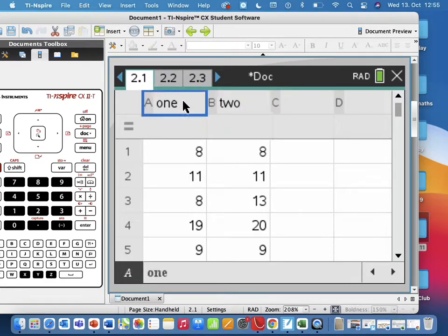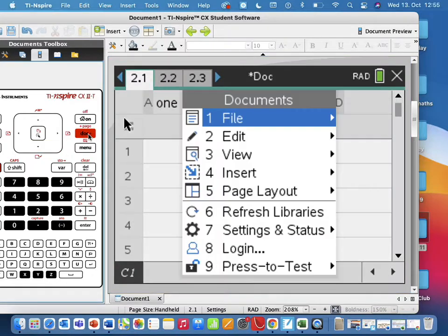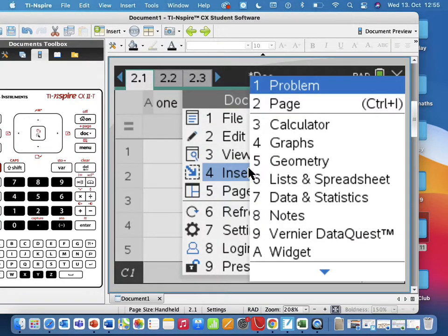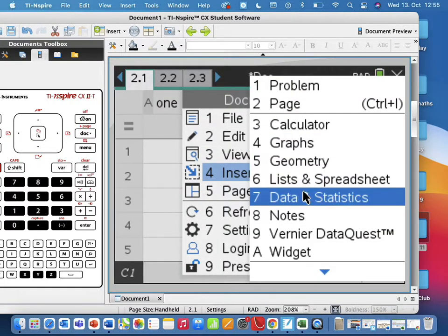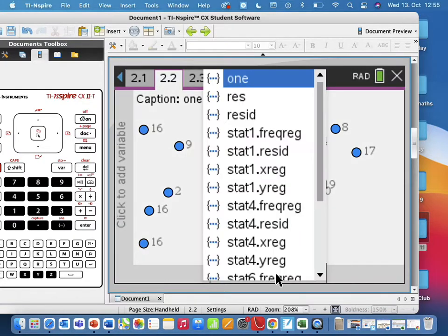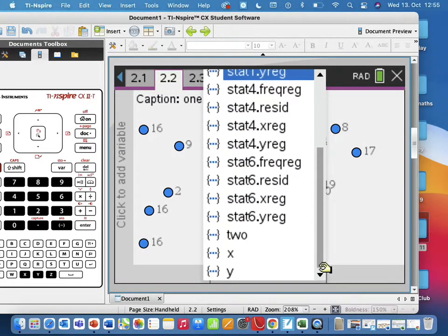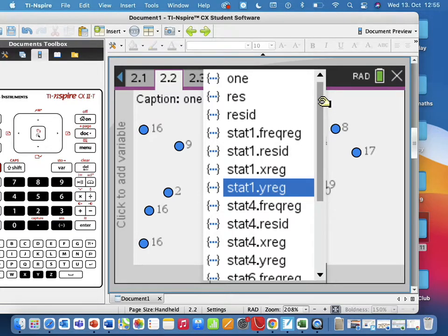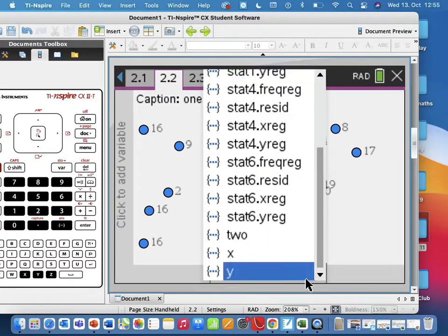Two data columns, 1 and 2, and we are going to have a look, first of all, visually. Doc, insert, not a graph, but a data and statistics, which plots the points. Your particular drop-down menu may not be as complicated as this, and you just go and find the variables.